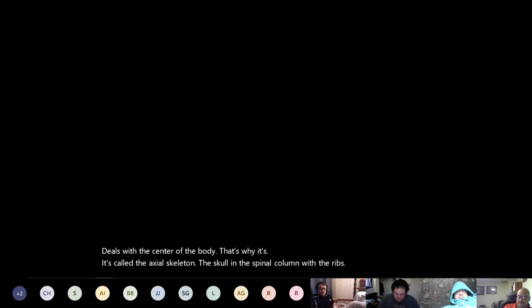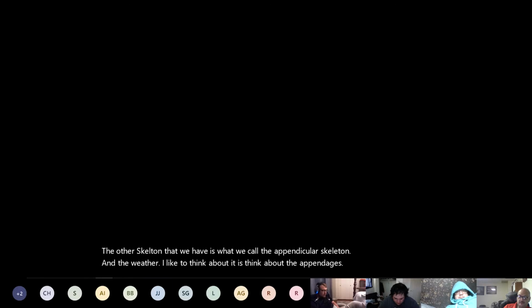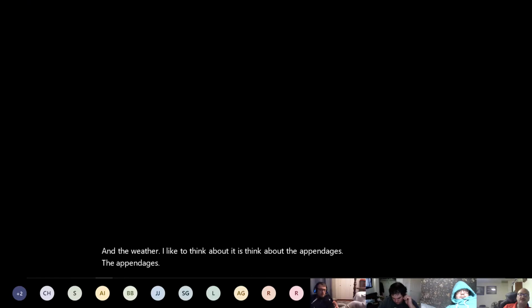Okay. Now, the other skeleton that we have is what we call the appendicular skeleton. And the way that I like to think about it is think about the appendages. Okay, the appendages. So what would the appendages of the body be? Extremities. There you go. So the appendicular skeleton deals with the extremities, including the pelvis. Okay.